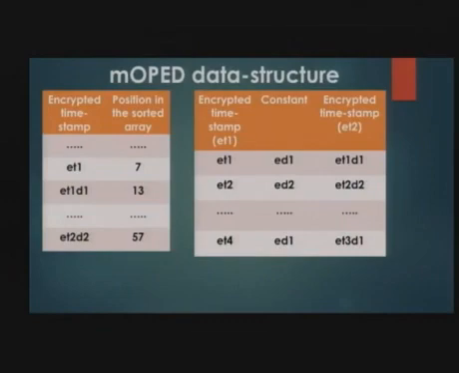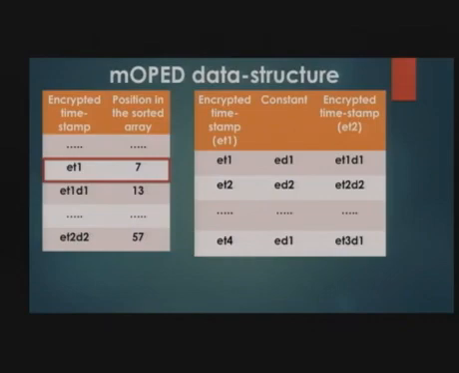The data structure looks something like this. It's not very difficult to understand what it does. There are other supporting data structures, but these two data structures are very simple. The first one says ET1, 7. ET1 is an encrypted time, right? You can view this as a hash table, where the key is the encrypted timestamp. Now the value 7, what does that mean?